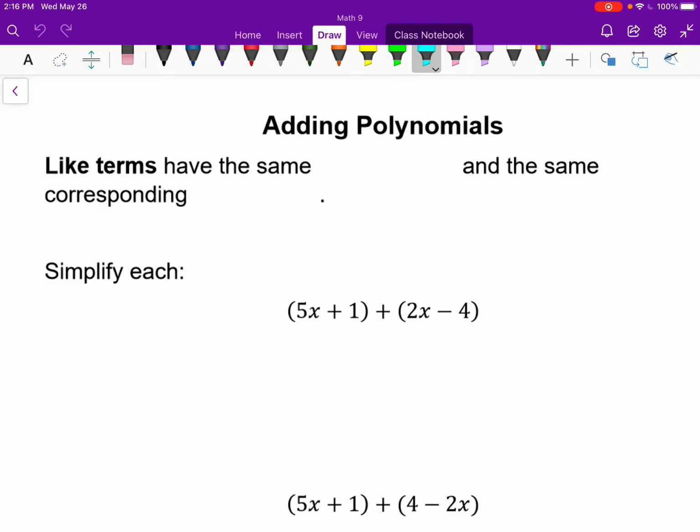So this is the first of 2 lessons from the same section of the textbook. The focus of this will be on adding polynomials. The next one will be subtracting polynomials. And we ended off the last lesson by me using this phrase, like terms. And I want to formally introduce it here.